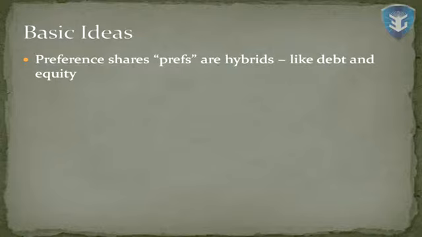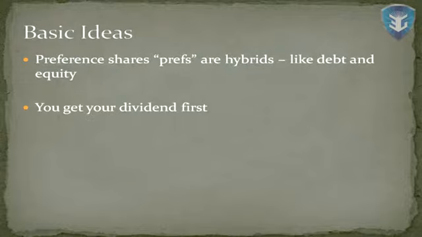The reason that they're called preference is because you get your dividend first. You have preference over the other shareholders. If you don't get your dividend, nobody does. You're top of the pile for dividends, which has a lot of advantages if you're relying on income.